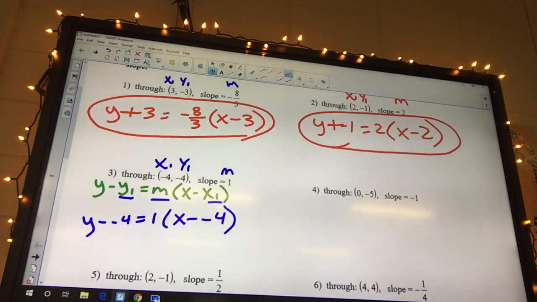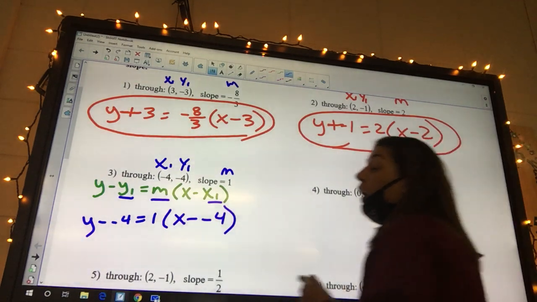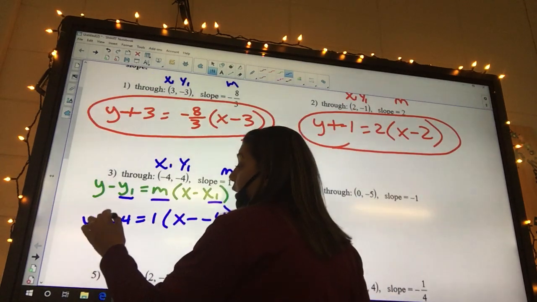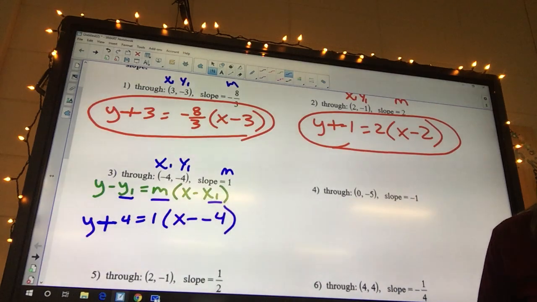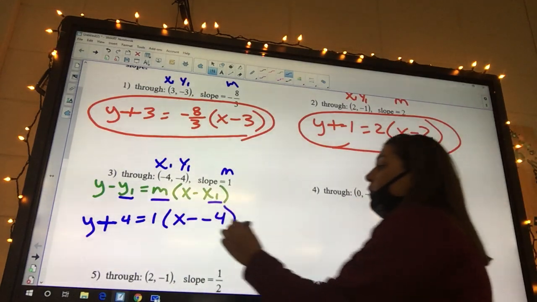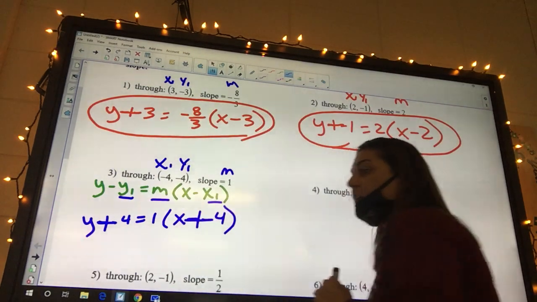And then what else do we need to do? The 1 change it to a positive. The 1 and 4. Yeah, the other one too. So minus minus makes a plus.